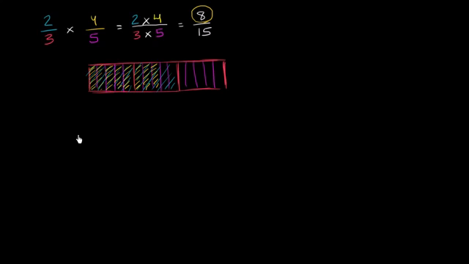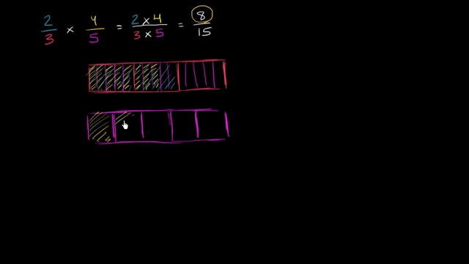You could have thought about it the other way around. You could have started with fifths. So let me draw it that way. So let me draw a whole. And let me cut it into 5 equal pieces, or as close as I can draw 5 equal pieces. 1, 2, 3, 4, 5. For 4/5, we're going to shade in 4 of them. It's 4 of the 5 equal pieces. 3, 4. And now we want to take 2/3 of that.